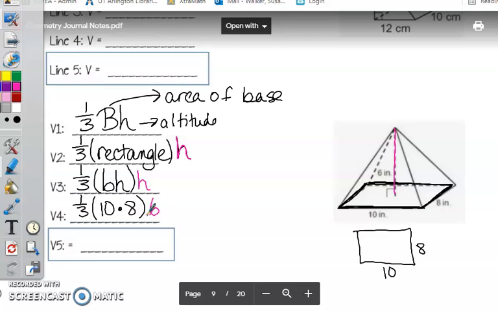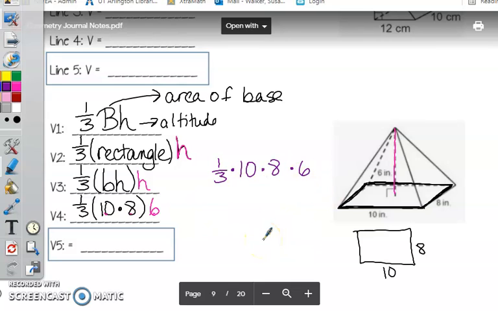Now, it does not matter the order, but I would look to see, do you have a number that divides by 3? And the answer is yes. So I'm going to do this over here. I'm going to switch up here. 1/3 times 10 times 8 times 6. The parentheses don't matter in this because it's all multiplied.